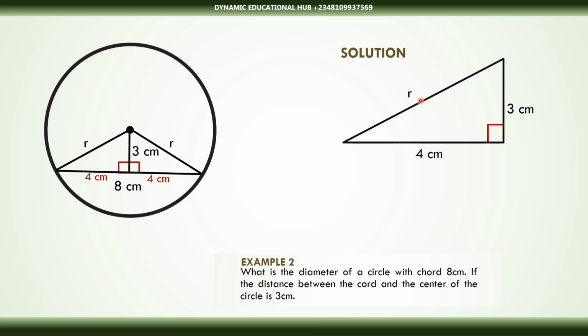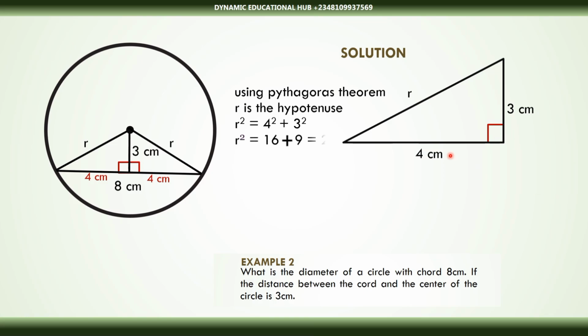And why are we finding radius? There's a relationship between radius and diameter. 2 radii is going to give us 1 diameter. So looking at this, we have a right angle triangle, and our radius obviously is the side that is facing this 90 degrees, which happens to be the hypotenuse. We can use Pythagoras theorem. So using Pythagoras theorem, r is the hypotenuse. r squared is going to give us 4 squared plus 3 squared.